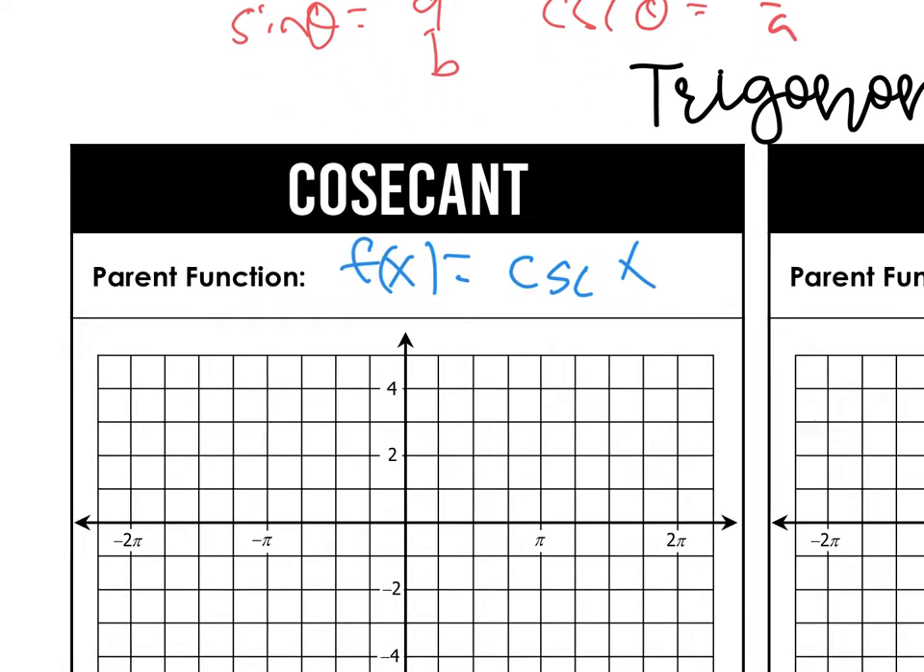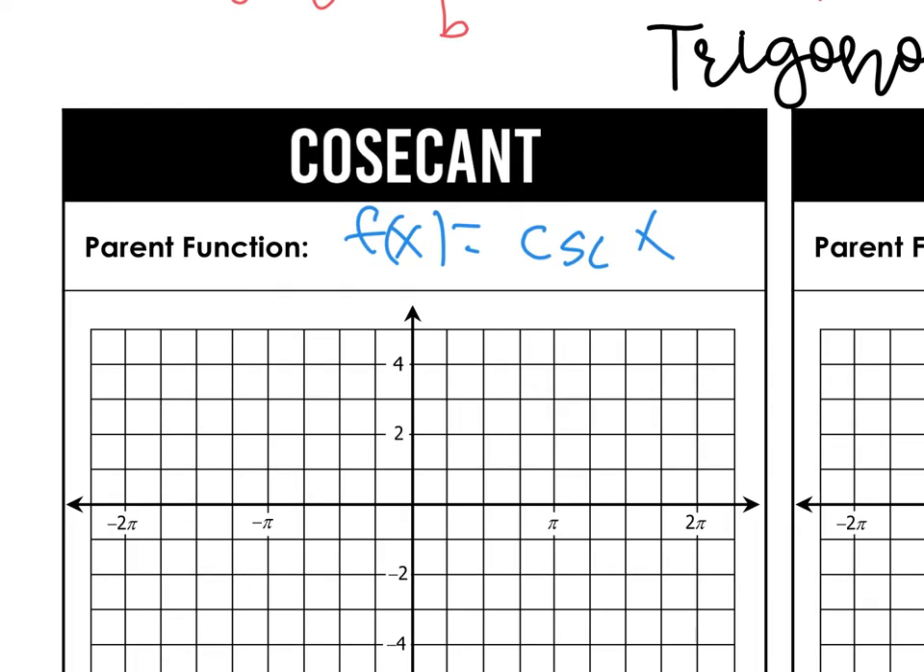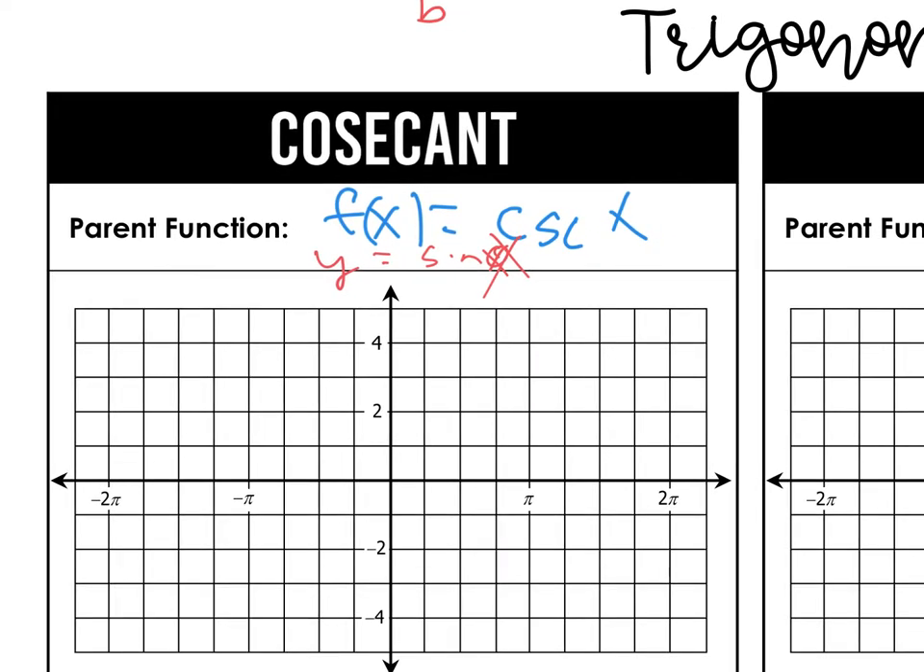So what I do, I spend time graphing the reciprocal, y equals the sine of theta. That is the reciprocal function for cosecant. I didn't say they're equal. They're two different functions, but they're related. So you should be really good at graphing y is sine of theta or y is sine of x, whatever letter you want to use. Because we all know that the amplitude is what? 1.